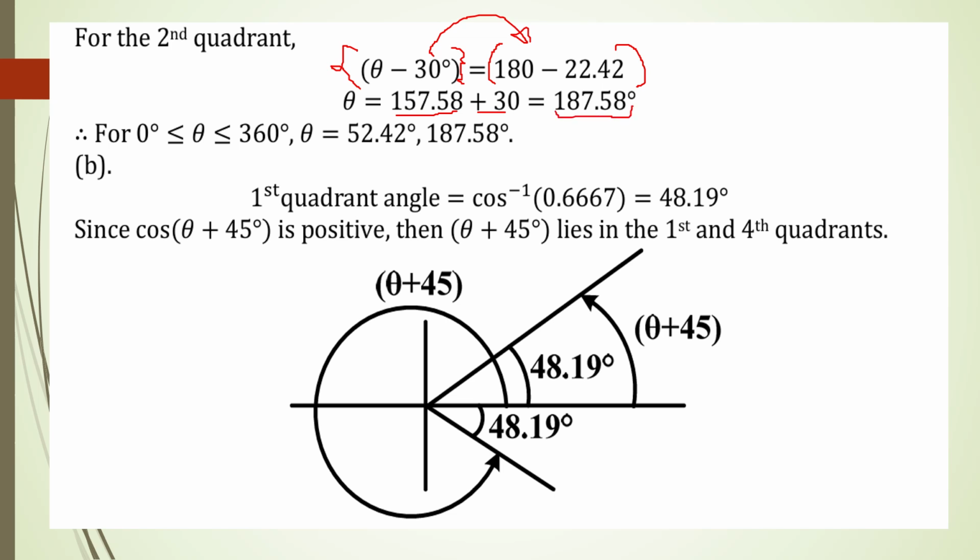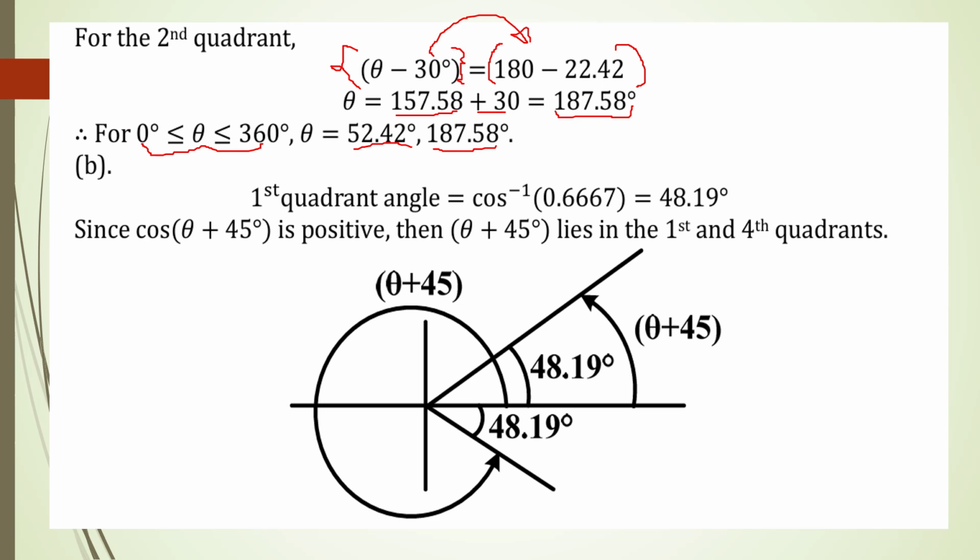So the second angle is going to be 187.58 degrees. I make a conclusion that therefore for theta ranging from 0 degrees to 360 degrees, the angles are going to be 52.42 degrees and also 187.58 degrees.